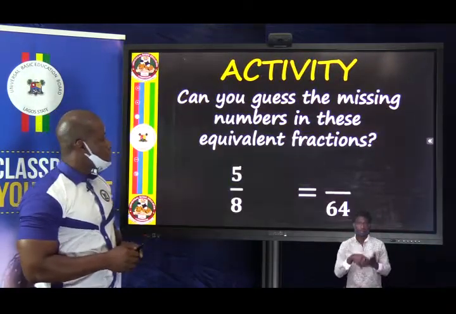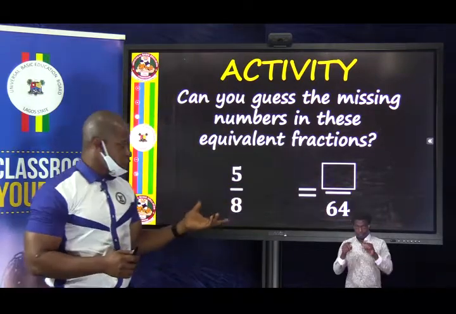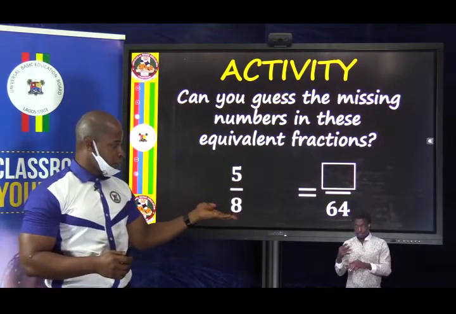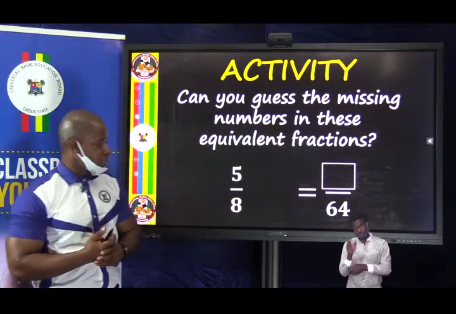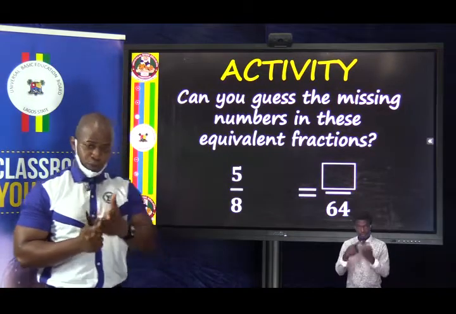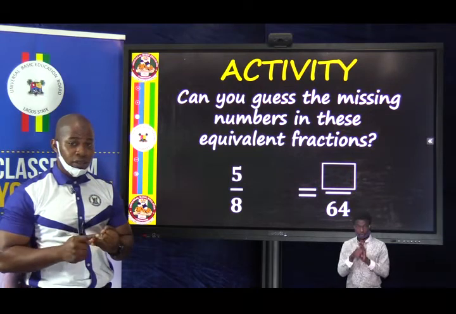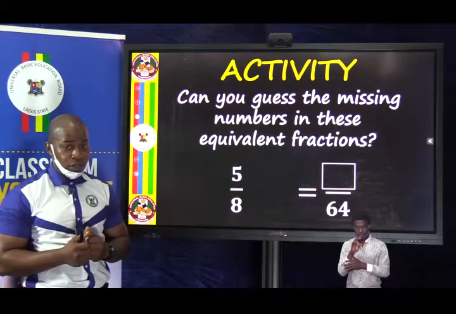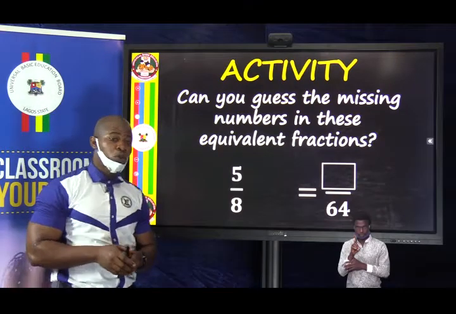So let's check out this one. What number do you think will be in this box? Something is missing. I've multiplied, I've increased this one. That means I've multiplied it with something to get 64. So I have to multiply 5 with the same thing. So what is that number? It's for you to do. You have 10 seconds. 10, 9, 8, 7, 6, 5, 4, 3, 2, 1.